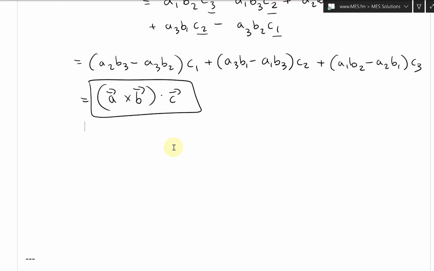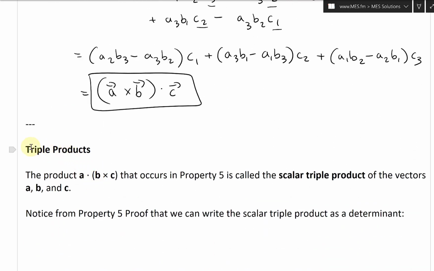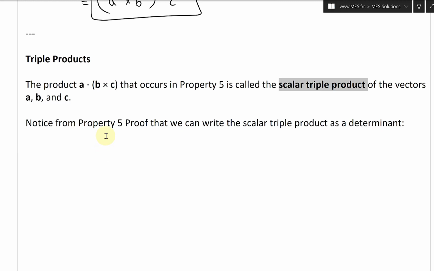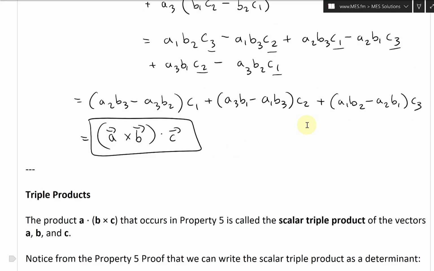Yes, fascinating stuff. All right, so now that we solved this, this brings our attention to the triple product. The product A dot B cross C in brackets that occurs in property 5 is called the scalar triple product of the vectors A, B, and C. And notice from the property 5 proof that we can write the scalar triple product as a determinant.